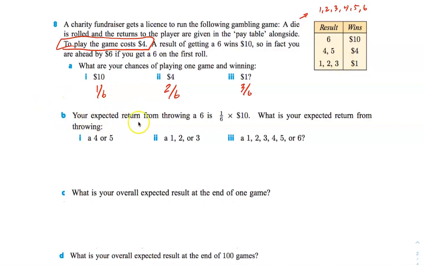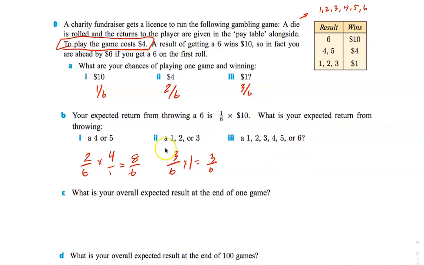Okay, the next one, your expected return for throwing a 6 is 1/6 times 10, because that's the odds of getting a 6 times the value of getting a 6. What's your expected return from throwing a 4 or 5? Well, same idea. So what's the odds again of throwing a 4 or 5? Like we talked about, 2 out of 6. And the value of throwing a 4 or 5 is $4. So I'm going to get 8 over 6. A 1, 2, or 3. Well, what's the odds again of throwing 1, 2, 3? 3 out of 6. Right? There are 3 things and there are 6 options. And what's the value you get? $1. So 3 out of 6.